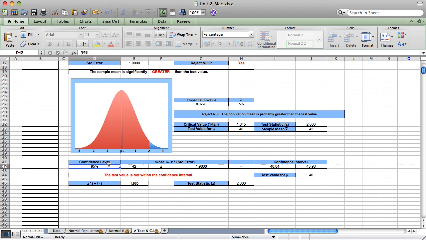I am 95% confident that the population mean age is somewhere between 40.04 years and about 44 years. So I am pretty confident that the population mean age of an employee is greater than 40, and we could see that most of that interval is quite a bit greater than 40, although our lower limit is pretty close to 40 nonetheless.